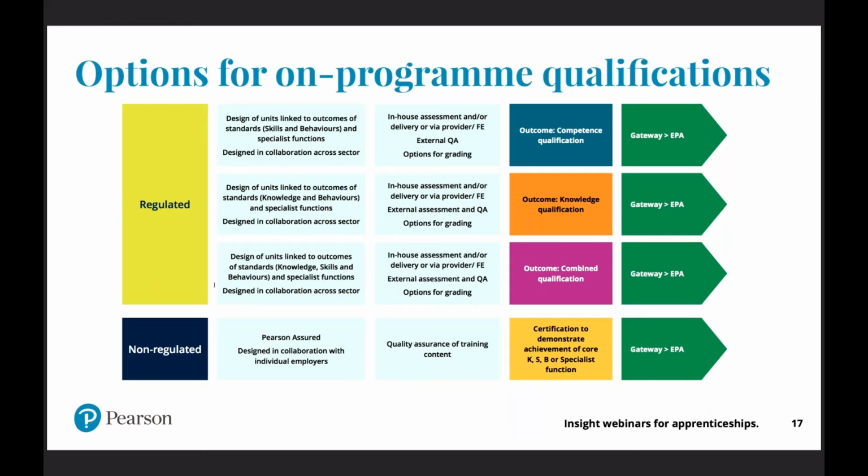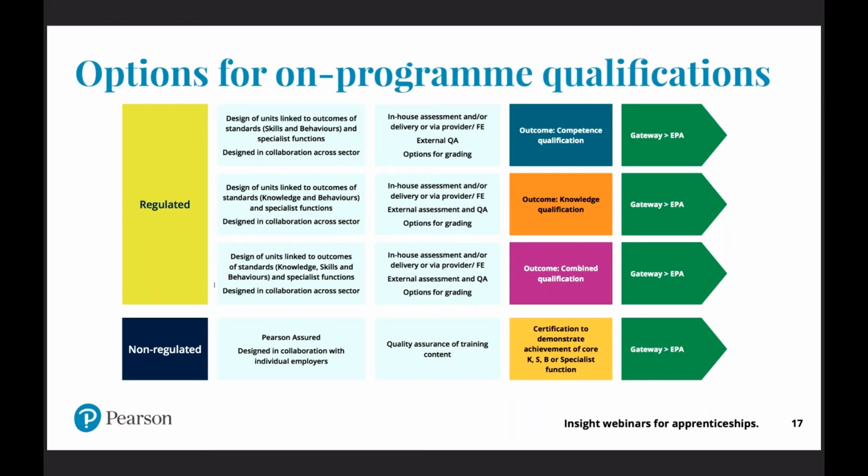So this slide identifies how both regulated and non-regulated qualifications can be a positive addition to delivering the new standard apprenticeships. So here in the top three, if you look down the side where we have regulated and then we have the three lines, the top one looks at the competence qualification. So that could be a regulated qualification that has a design of units that are linked to the outcomes of standards, NVQs, etc. And will also have skills and behaviours within those and any specialist functions that the apprenticeship standard demands. And we're designing these in collaboration across sectors. So that's something that we've been talking to Trailblazer employer groups about.